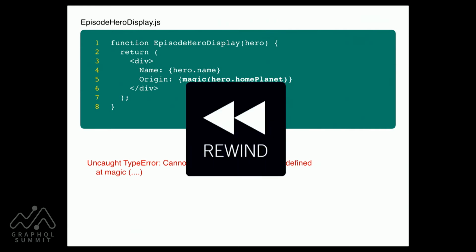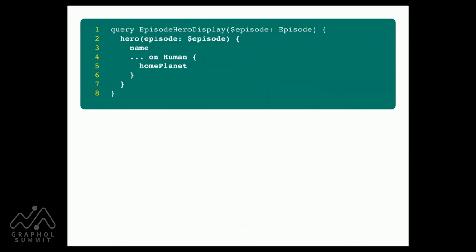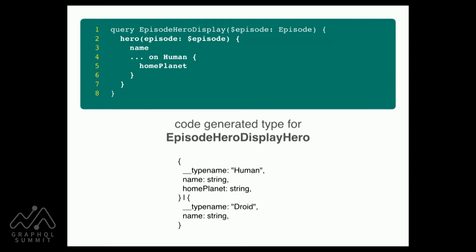So let's rewind, right? And let's see what happens when we add Apollo-Codegen to the mix. So we had originally written this query. And if we actually run Apollo-Codegen, it would generate a type with a type signature that looks something like this, right? And this maps very well with the actual query that we wrote. There are two possible types here. There's human and droid, and humans have the name. And since we have that inline fragment on human, we get the home planet field there. But for droid itself, we only get the name field.